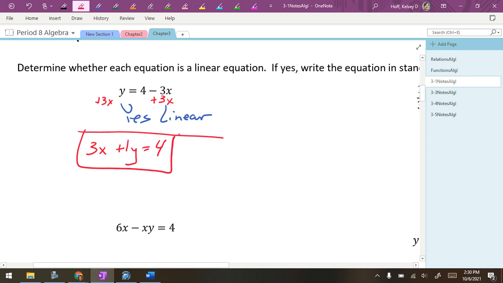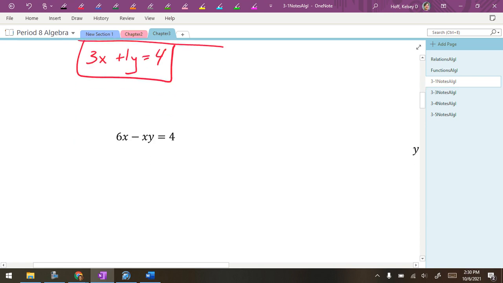Go down. 6x minus xy equals 4. Is that linear? Why not? Bingo. So x and y are multiplied together, so not linear. And maybe you want to make a note to yourself: x and y are multiplied together.